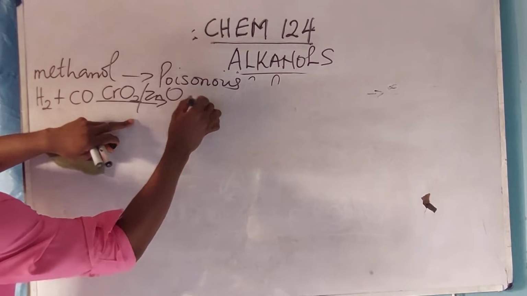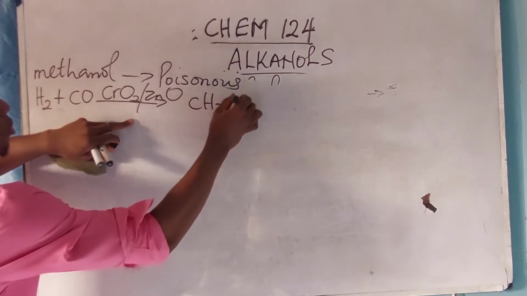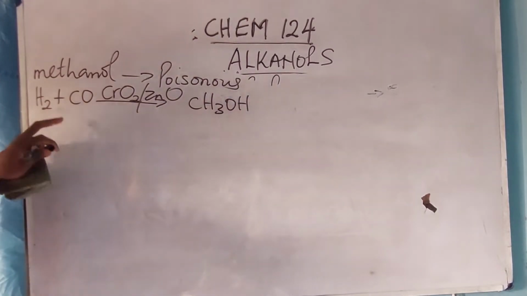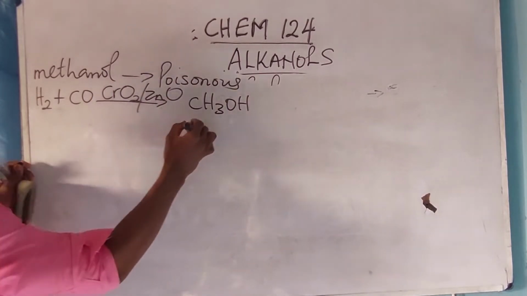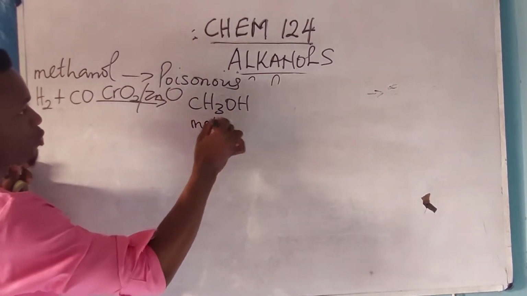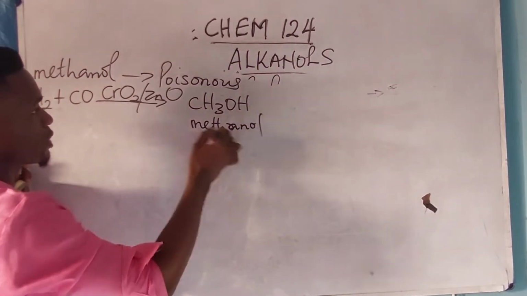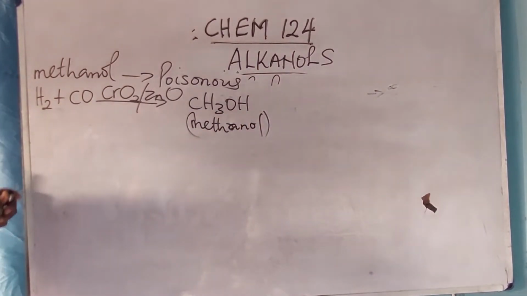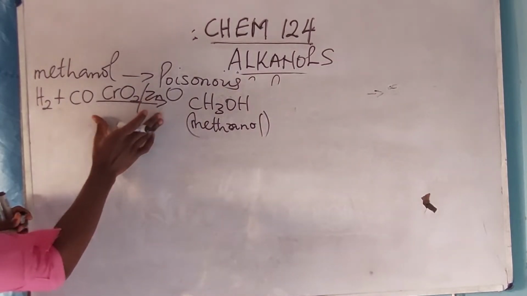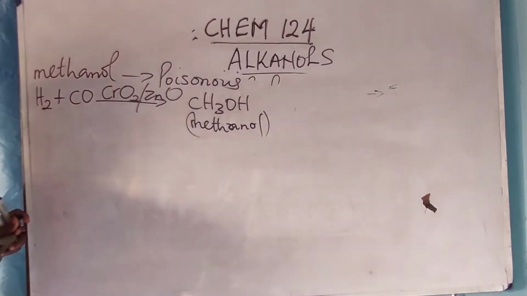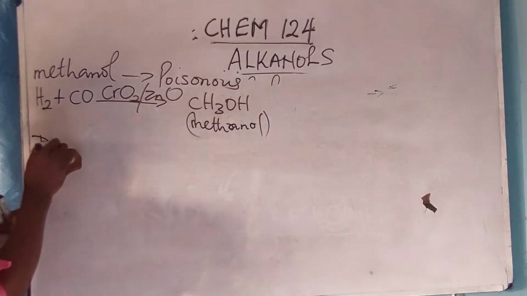Now you have CH3OH. Alright, so you can see now that methanol has been produced. It is poisonous, and it should not be consumed because it can lead to blindness, total blindness to be specific. Now, this methanol is also produced through destructive distillation of wood.